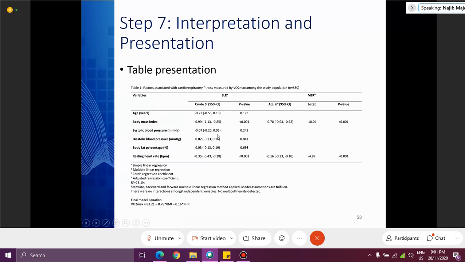This is how you can present the results in a table. Some people like to separate and present two tables: one table for simple linear regression, another table for multiple linear regression. It's up to you, and for example, if you are submitting to journals, then you need to look at the journal requirements on how to present tables for simple and multiple linear regression analysis.